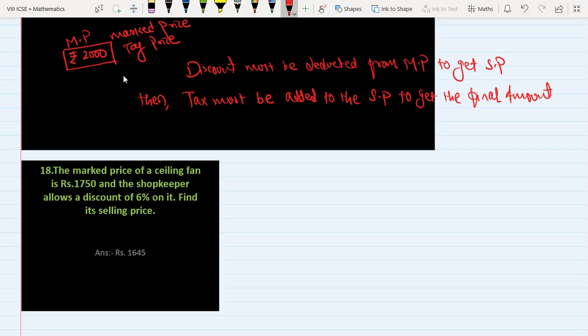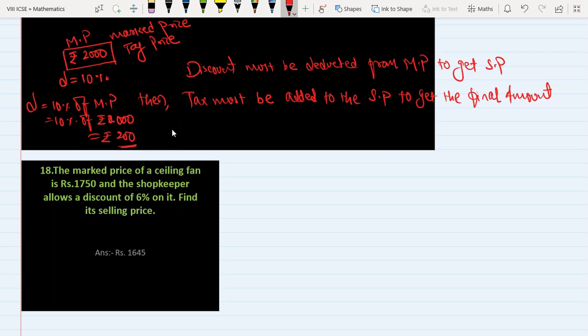On this marked price, there are many shops in our area that always give some off or discount. So suppose a shop is giving a discount of 10%. What is the discount? Discount is 10% off the marked price, that is 10% of 2000, that is 200. So 200 is the discount.